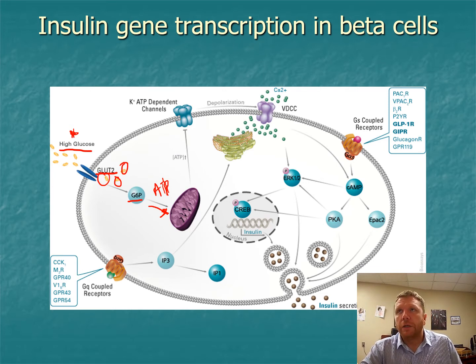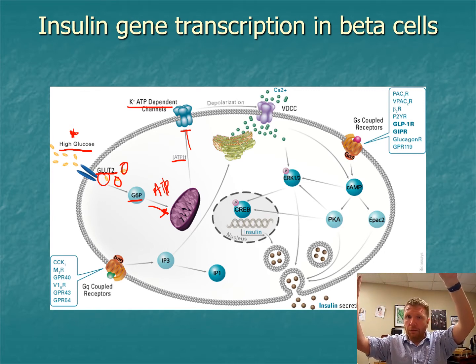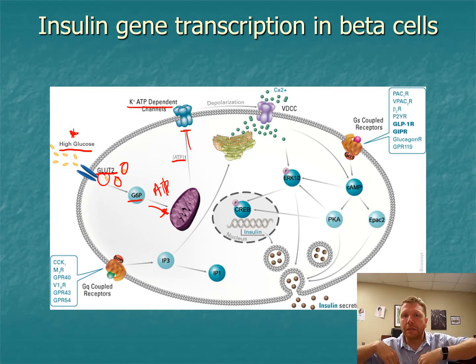Glucose 6-phosphate is going to be metabolized, and it's going to cause an increase in ATP concentration. What that ATP concentration is going to do is block potassium ATP dependent channels. So it's going to block this protein. Whenever that protein is blocked, that's going to basically lead to depolarization. So what that means is it's going to let ions from outside of the cell, where there's a higher concentration, flow into the cell. Now all of a sudden we have these calcium ions that flow into the cell.